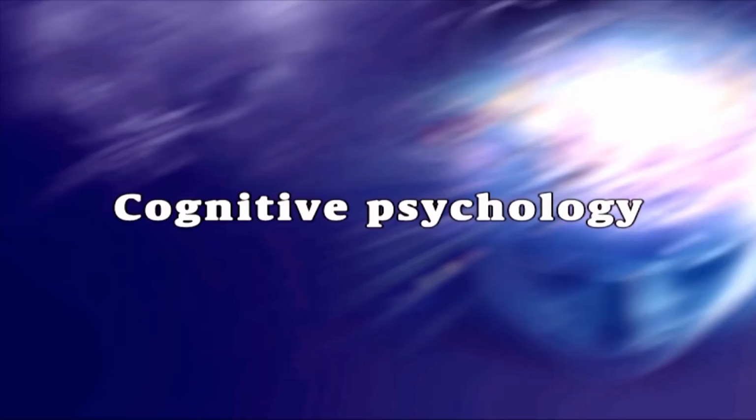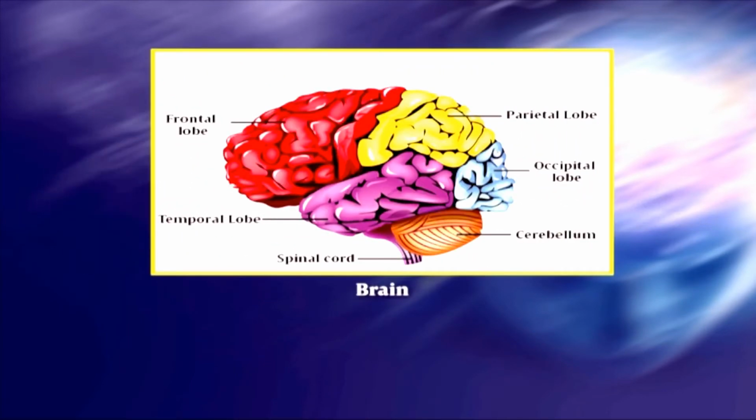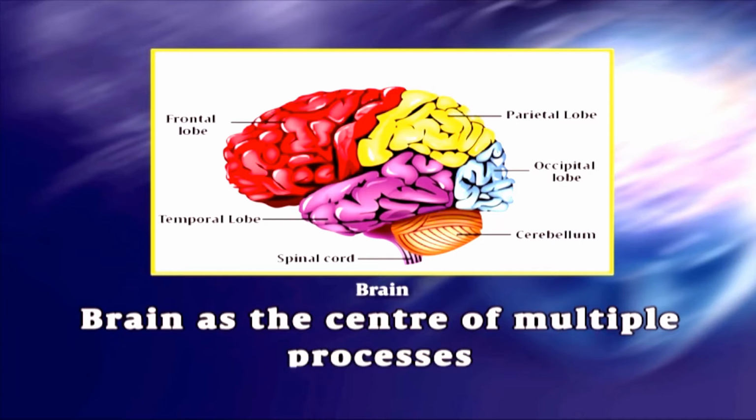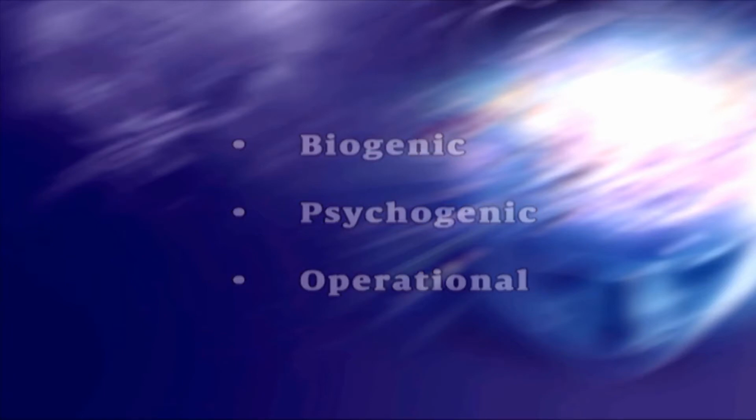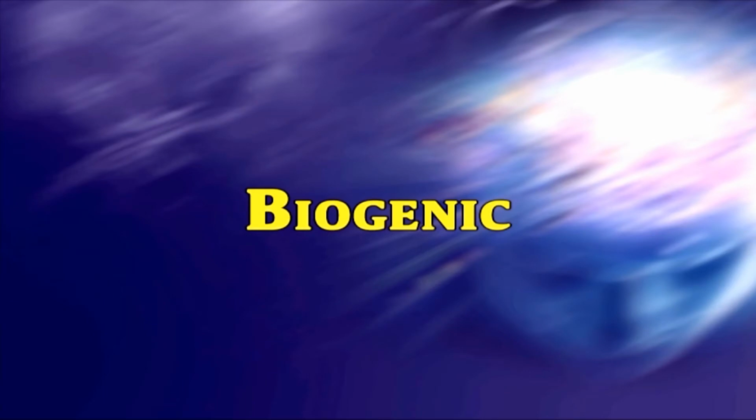Although this belief has lost its impetus, yet the contemporary cognitive psychology information processing ability has skillfully spotlighted brain as the center of multiple processes, that is abilities. In their efforts to understand the nature of intelligence, the psychologists have come to use three models of approach. One, biogenic, second, psychogenic, and third, operational. Let us start with biogenic.